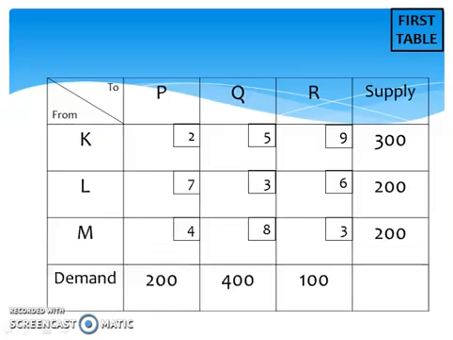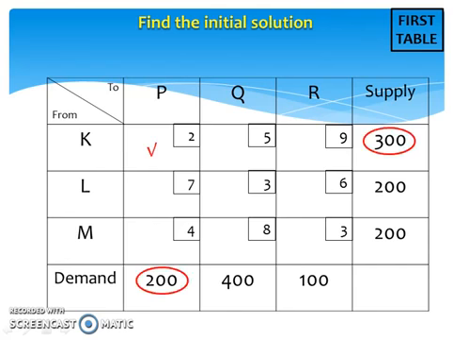Suppose that a transportation table has been set up like this. We will begin solving this problem by finding the initial solution. To find the initial solution, begin at this square, look at the corresponding supply and demand value, and choose the smallest value. Here, between 300 and 200, the smallest value is 200, so assign 200 to this square. Now, the demand at this column is satisfied and the supply at this row is left with 100 units.